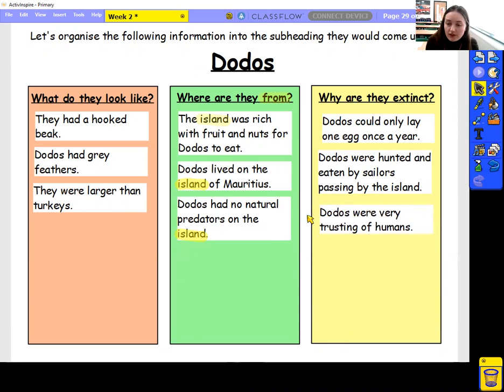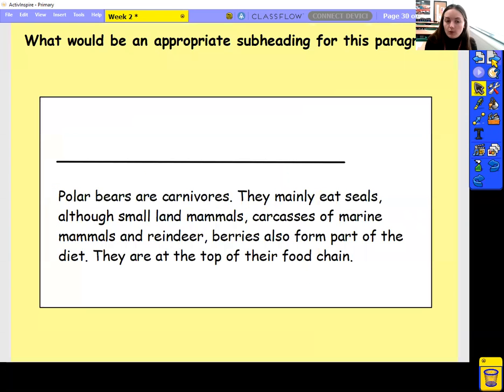If the dodos were very trusting of humans, they did not expect them to start eating them just like the sailors did. They were not difficult to hunt because they were so trusting of humans, so they were easy to capture. Fantastic, everybody. Well done.